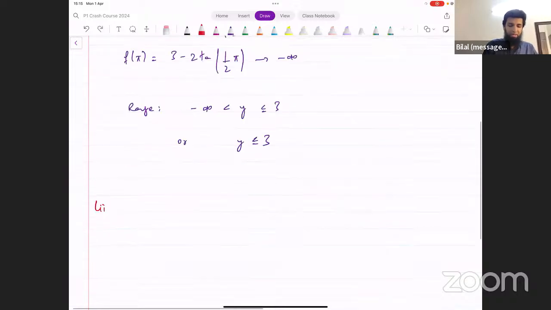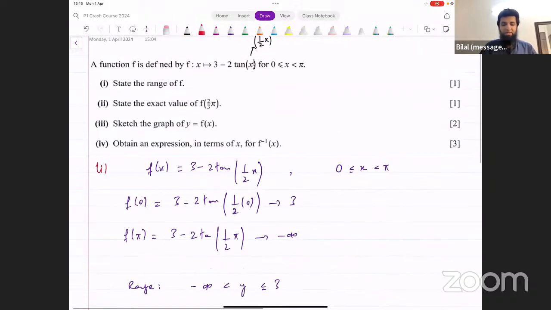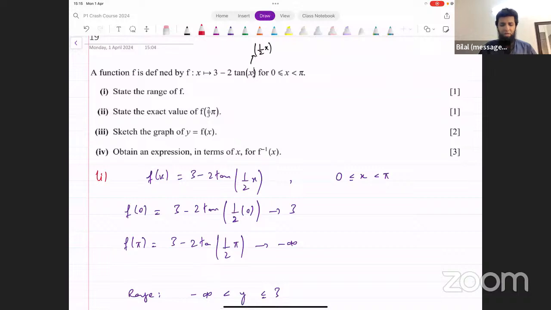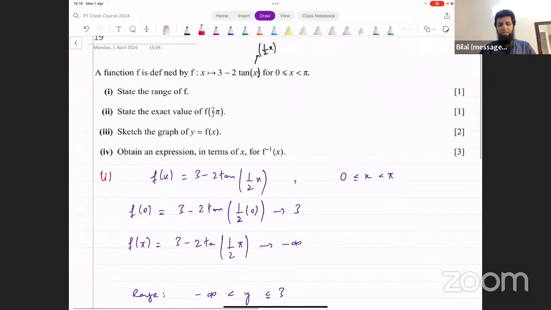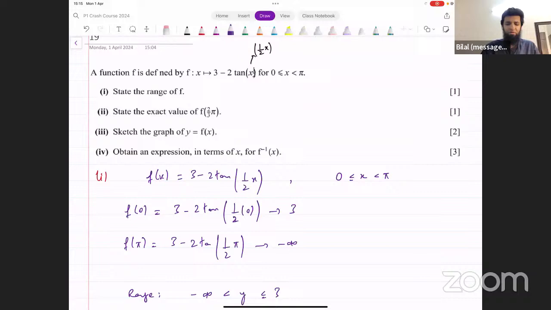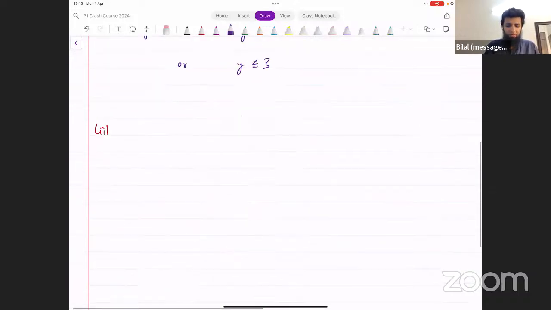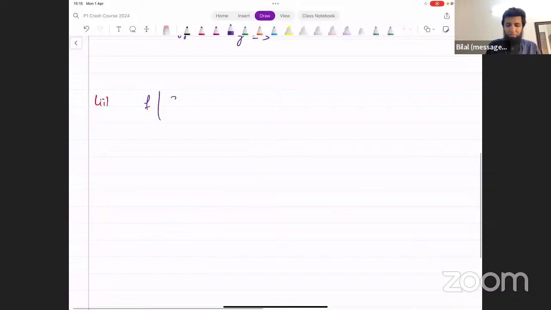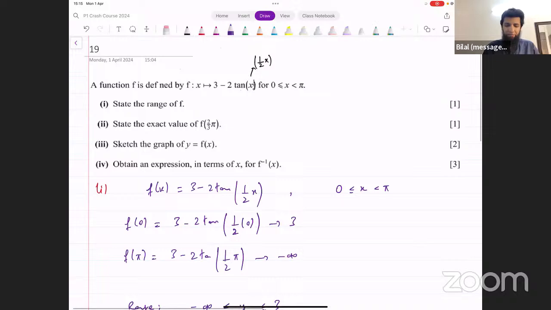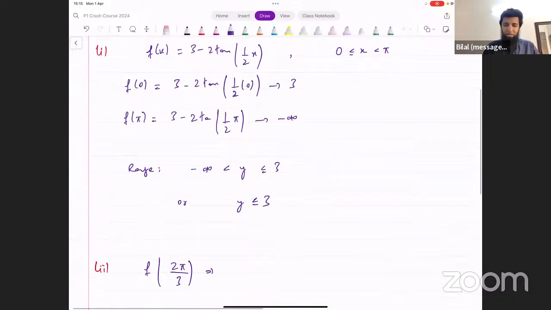Okay, now let's try this one. Part 2. It says state the exact value of f of 2 pi over 3. In fact, I think you can try the rest of the parts now. We understand the range. The rest of the parts are simple trigonometry. I'll just tell you about part 2, f of 2 pi over 3. I'm not going to spend time sketching the graph. You can do that using the table function. F of 2 pi over 3. What's that?